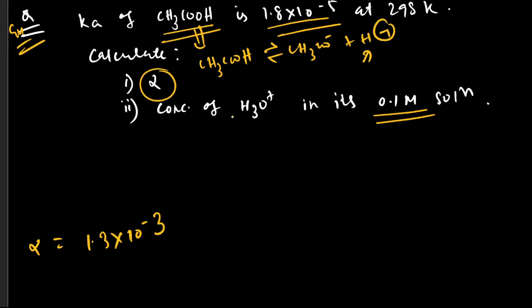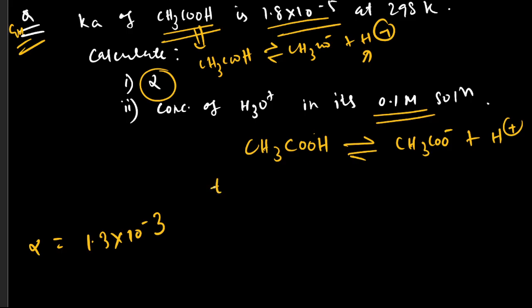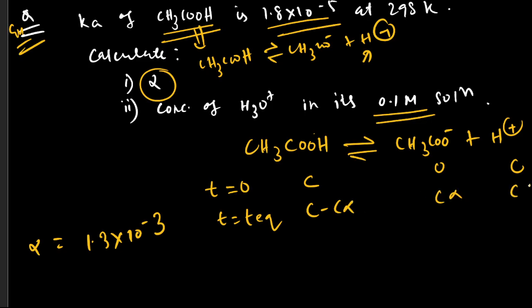So what does it give? That is CH3COOH. This is going to give CH3COO minus plus H plus. So at T equal to 0, this is 1 molar if we are taking the concentration as C, then this is 0, 0. And when T equals T equilibrium, C minus C alpha is consumed, then C alpha is formed, and C alpha is formed.